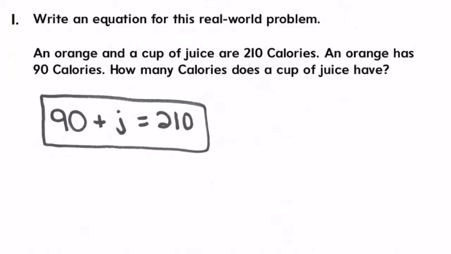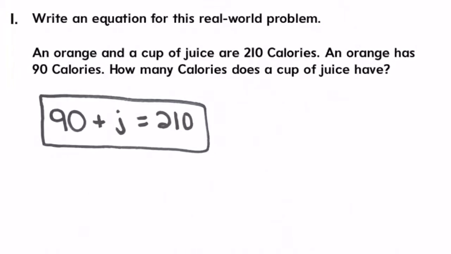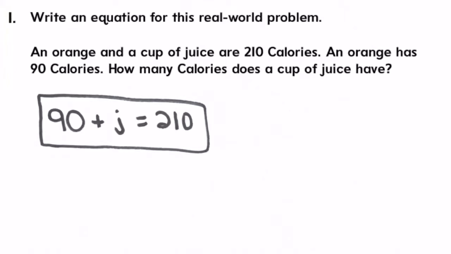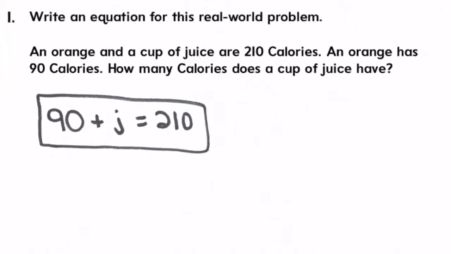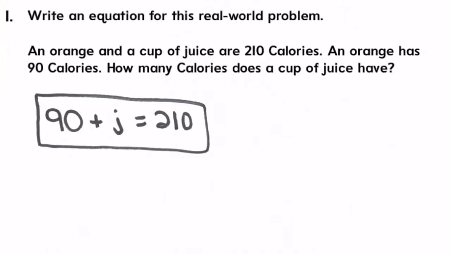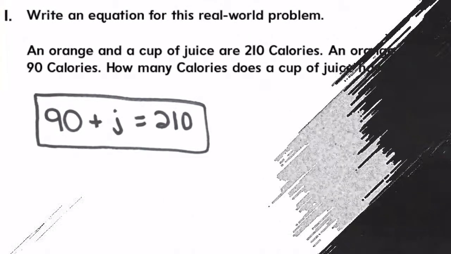Now, if you read it carefully, they're saying that an orange is 90 calories, so we know our first number. And then we don't know the juice, so we can just call it J. That's our variable. And there's your equation: 90 plus J is 210.